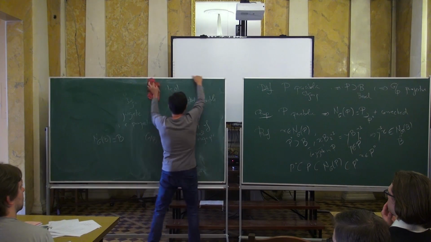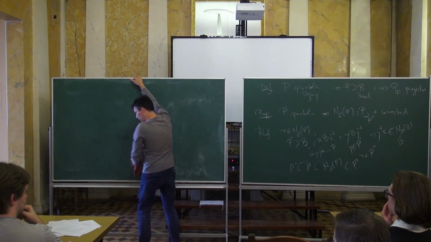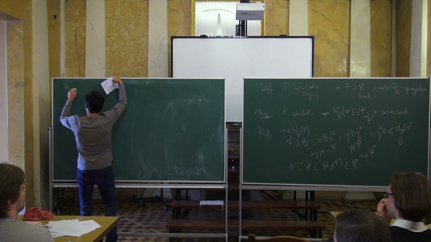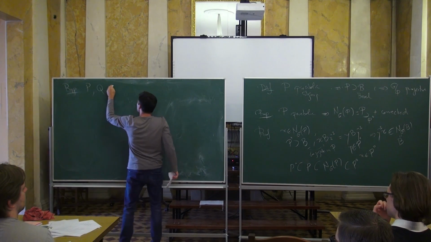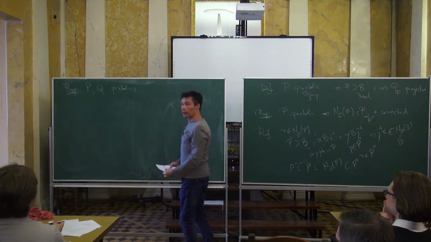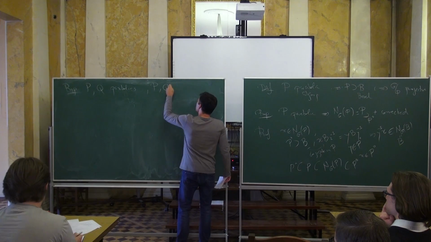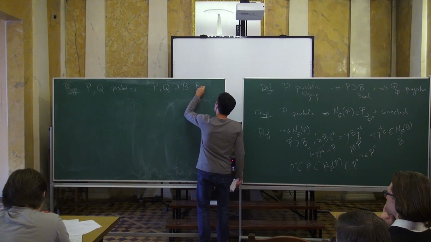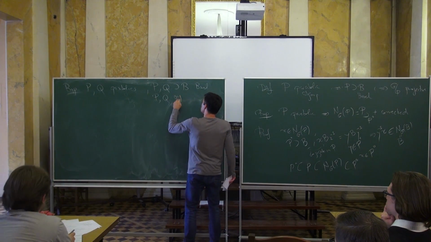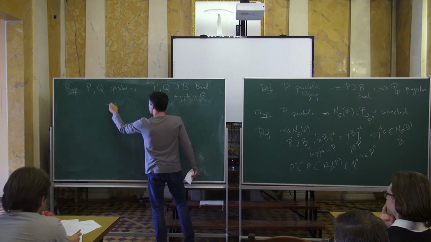And another observation I would like to make is that there is a kind of rigidity. Suppose that you have two parabolics, and they each contain a Borel, but suppose they contain the same Borel subgroup. And suppose that they are conjugate in G. Well, then they are equal.